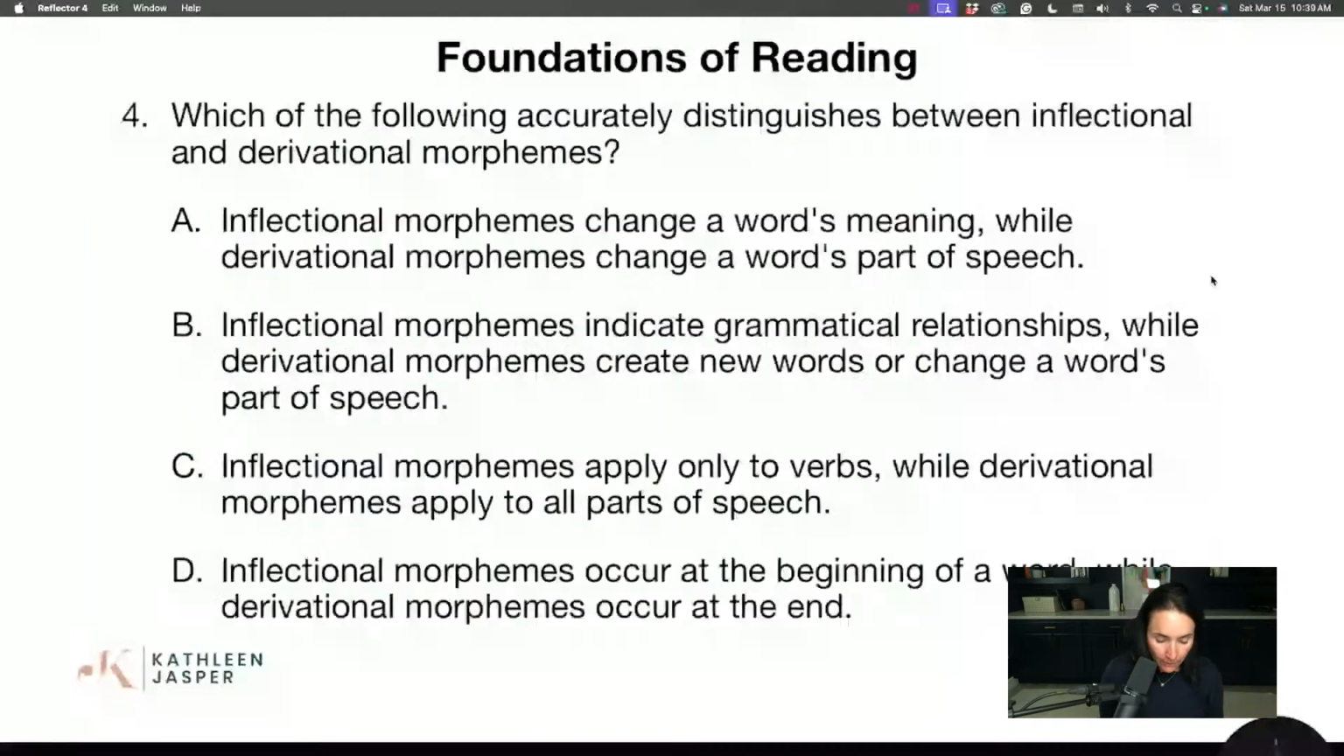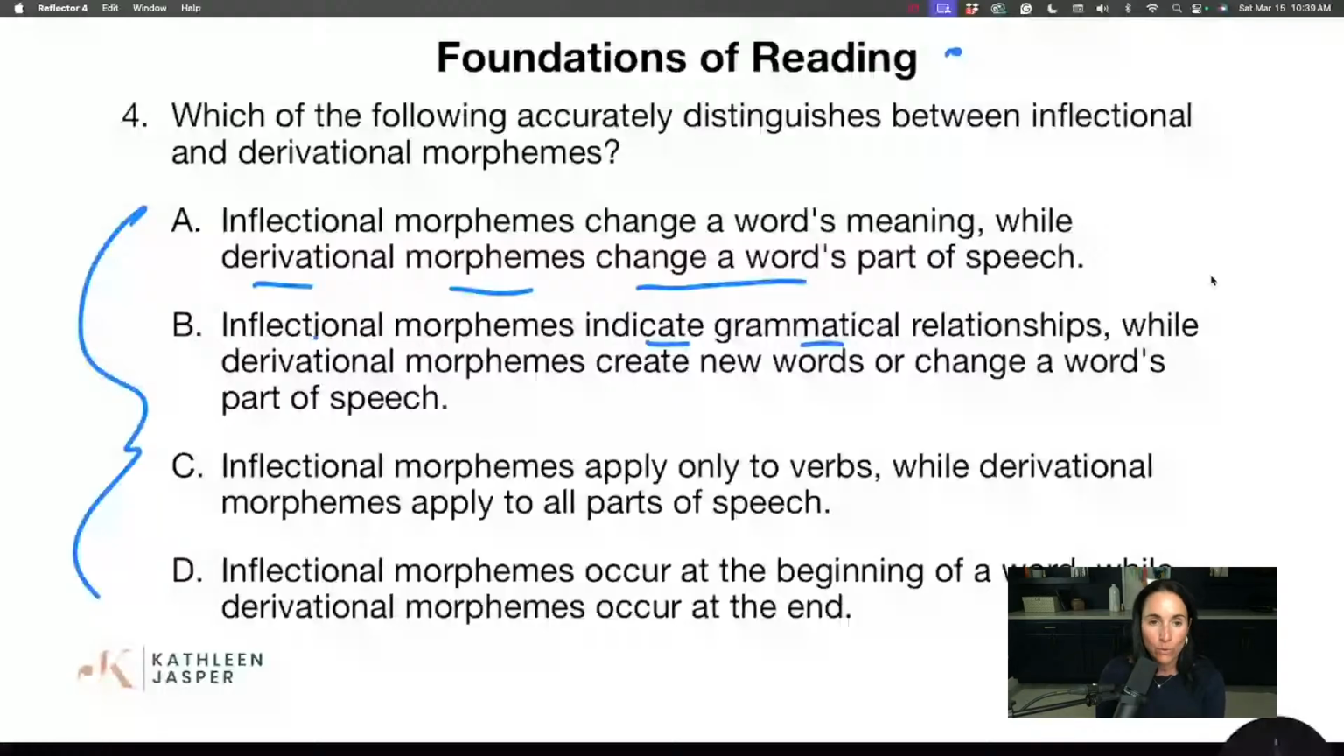Another foundations of reading. And again, just because I'm going with foundations of reading here, these are the same for teaching reading. I'm going to do some teaching reading ones next. So let's read the answer choices. A, inflectional morphemes change the word's meaning, while derivational morphemes change the word's part of speech. And then we have inflectional morphemes indicate grammatical relationships, and then we go on and on.